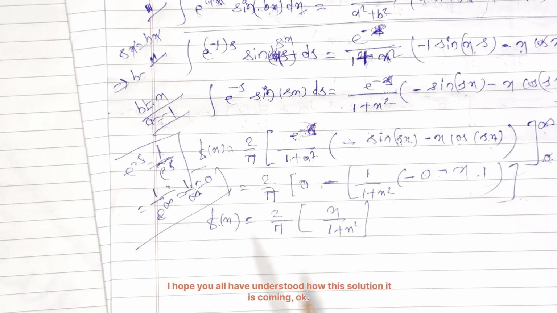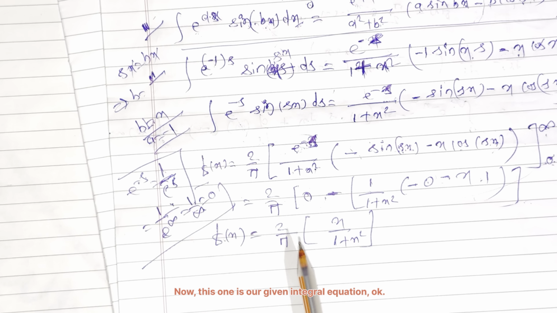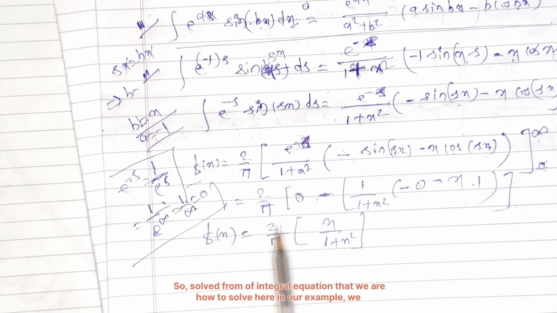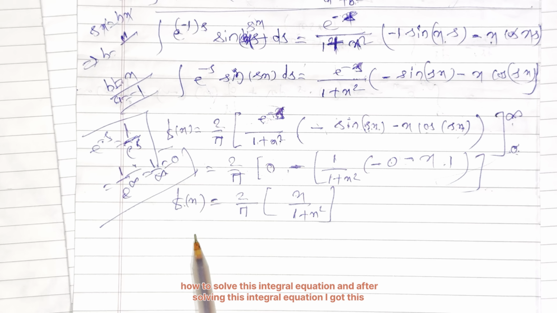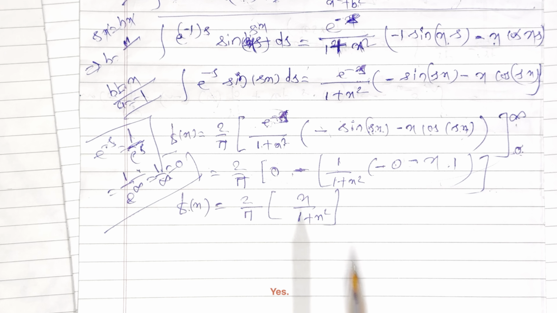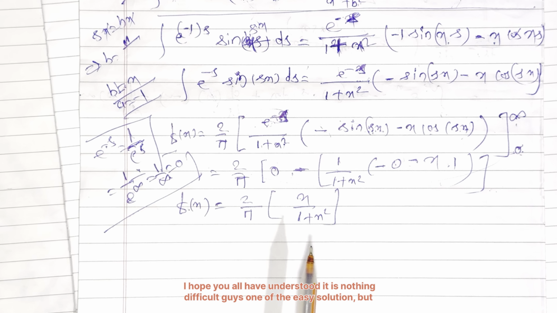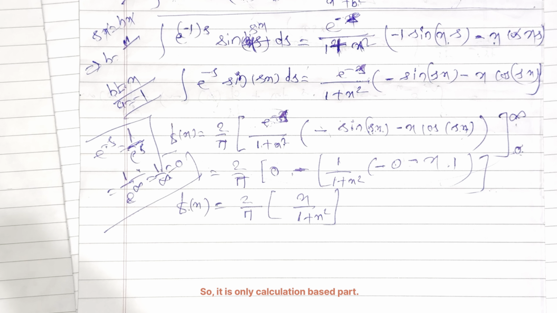I hope you all have understood how this solution is coming. Now this one is our given integral equation, so this is the solved form of the integral equation that we have to solve in our example. After solving this integral equation, I got this f of x here. I hope you all have understood. It's nothing difficult, guys, one of the easy solutions, but you just need to be very careful while selecting the formulas. It is only a calculation-based part. I hope you all have understood my entire solution.